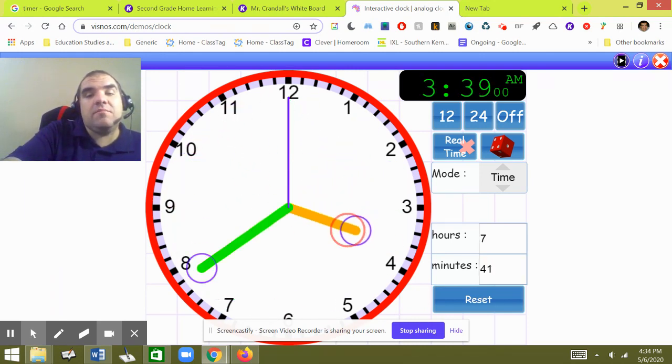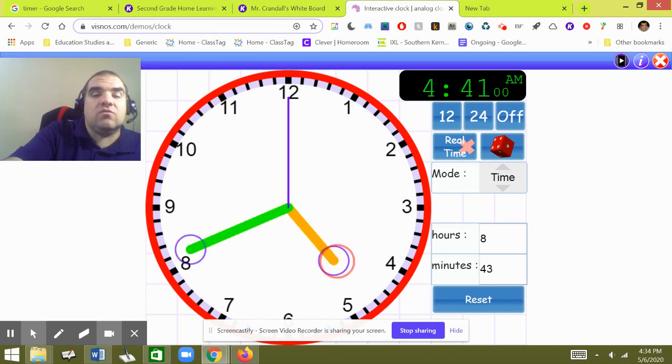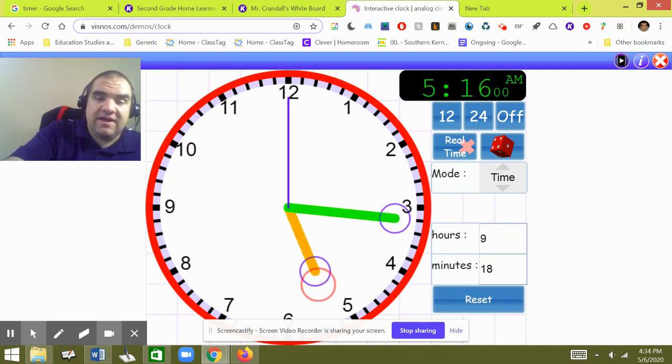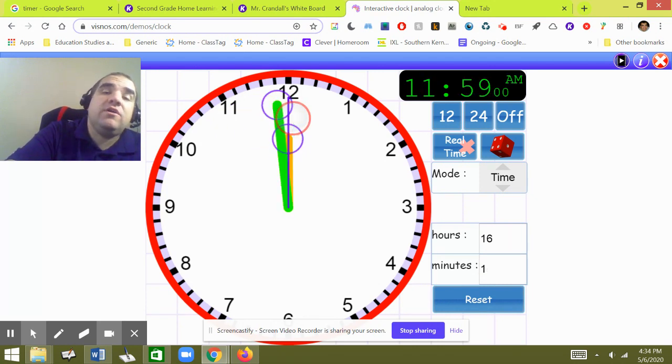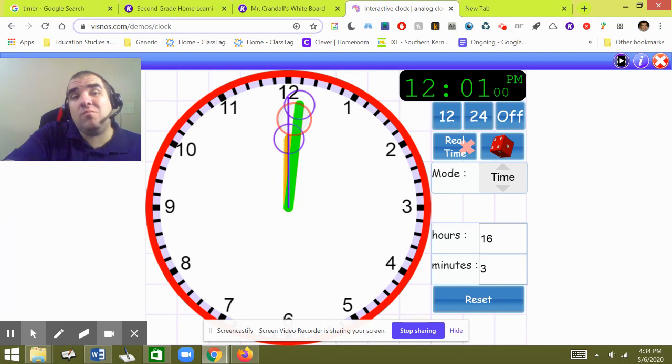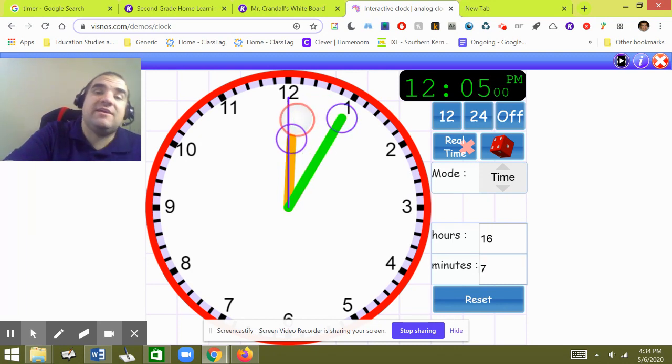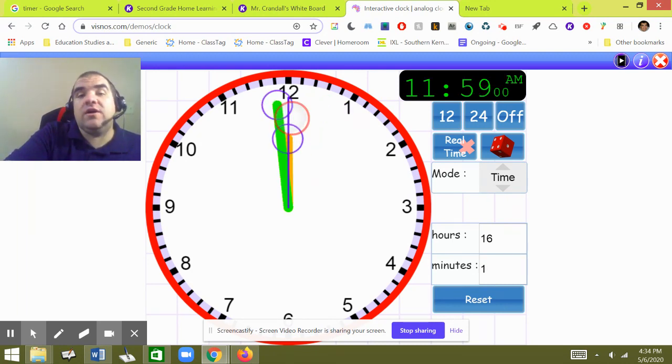The orange one I am moving right now with my finger. See the orange one? Pointing between 5 and then 6. That is the hour hand. As it moves, it goes from hour to hour, starting at 12. It's a weird thing about the clock: they start at 12 and then go back to 1 and then go all the way to 12 again and then go back to 1. So this is 12 o'clock, 1 o'clock, 2 o'clock, and so on.